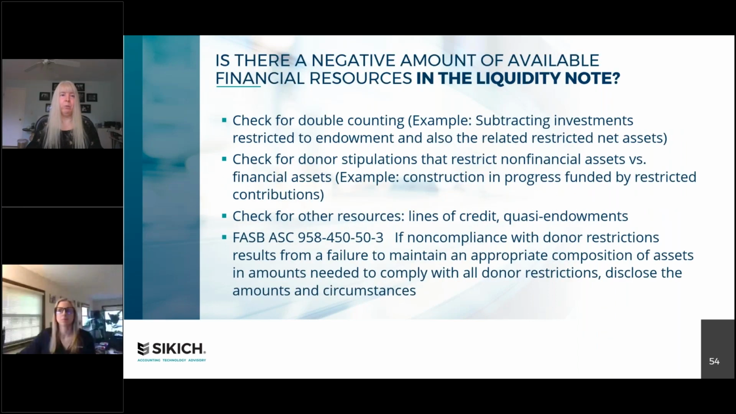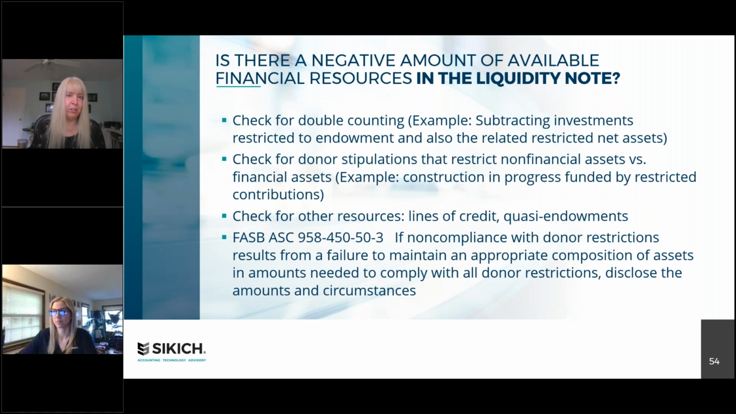The liquidity note. What happens if we have a negative amount of available financial resources in the liquidity note? First thing to do is check to make sure you didn't double count something. So for instance, you've listed all of your financial assets, then you've subtracted investments that are restricted to endowment, but you also subtracted total net assets with donor restrictions. So you've double counted those investments restricted to endowments. So check that you haven't double counted anything.